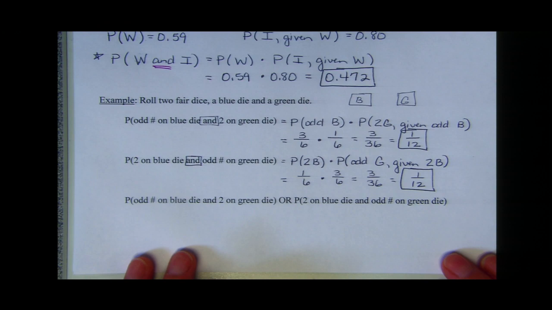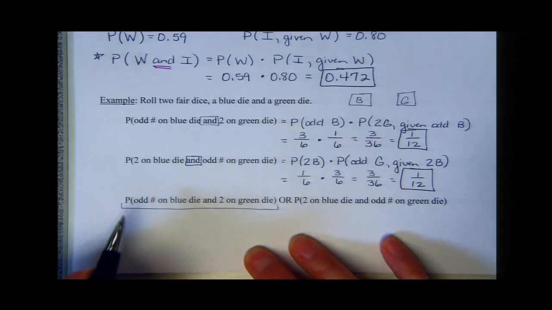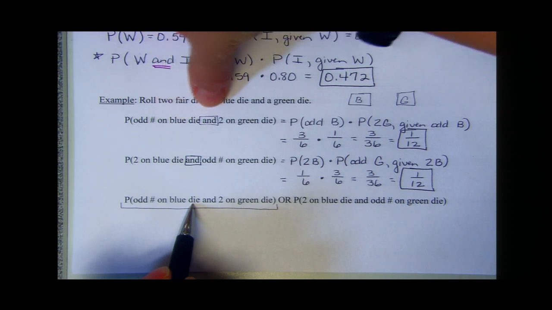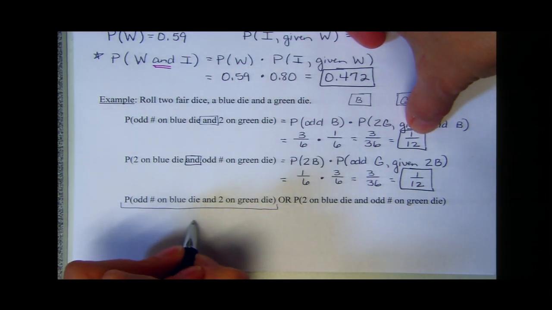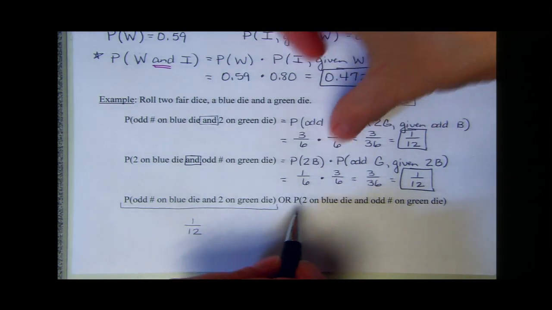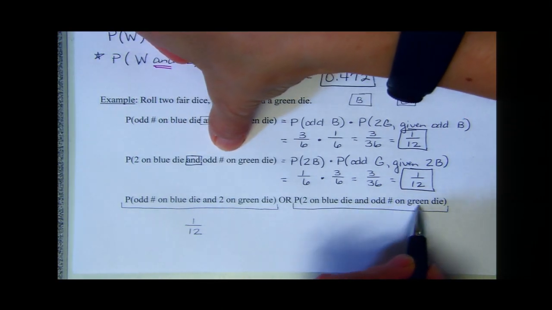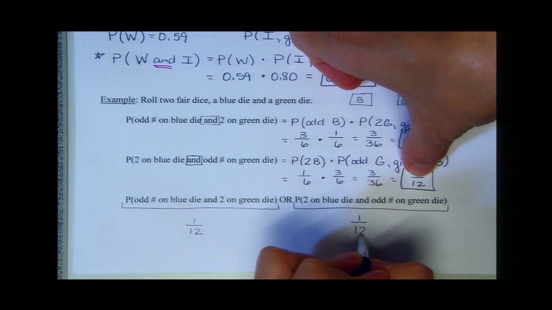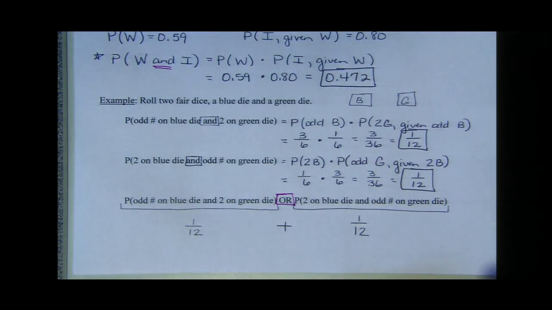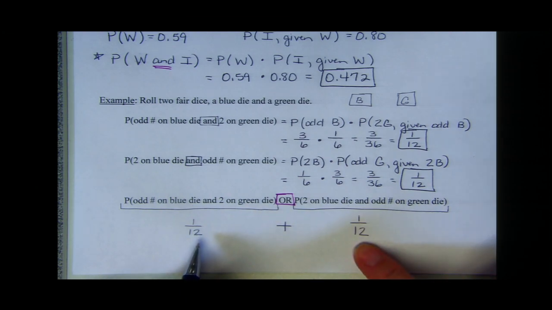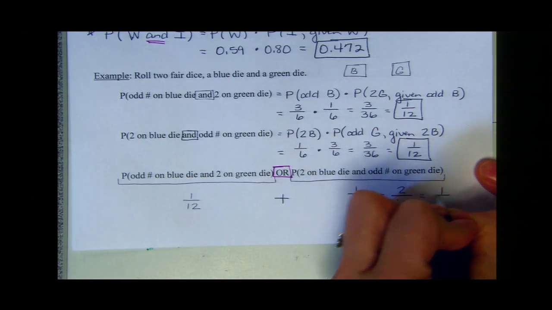Now, let's look at the third part. The third part says the probability of an odd number on the blue die and a 2 on the green die. So this is the probability that we calculated here. So this one is 1/12. Here it says the probability of a 2 on the blue die and an odd number on the green die. So we already calculated this to be 1/12. But it wants to know or. Well, or tells me to add these two. So I just add the two probabilities that we already calculated. 1/12 plus 1/12 equals 2/12, which reduces to 1/6.